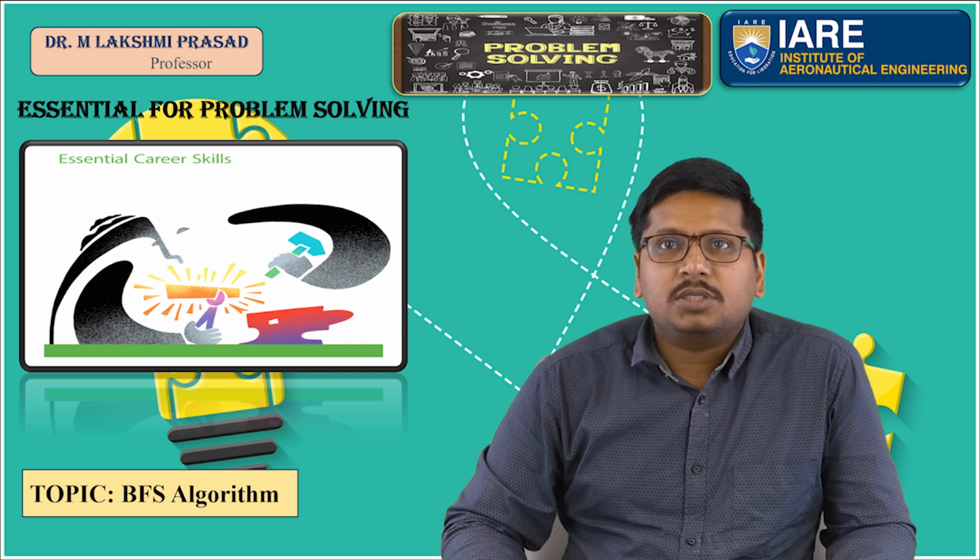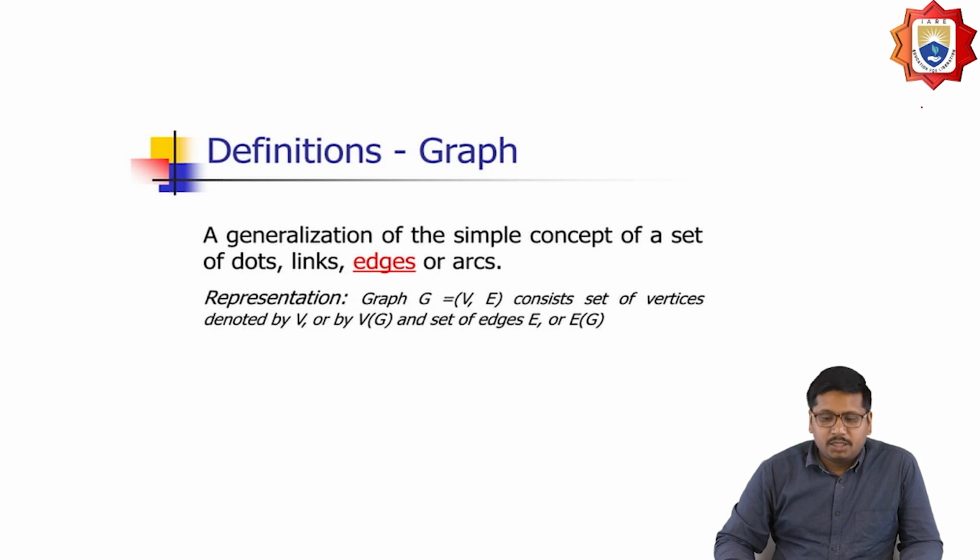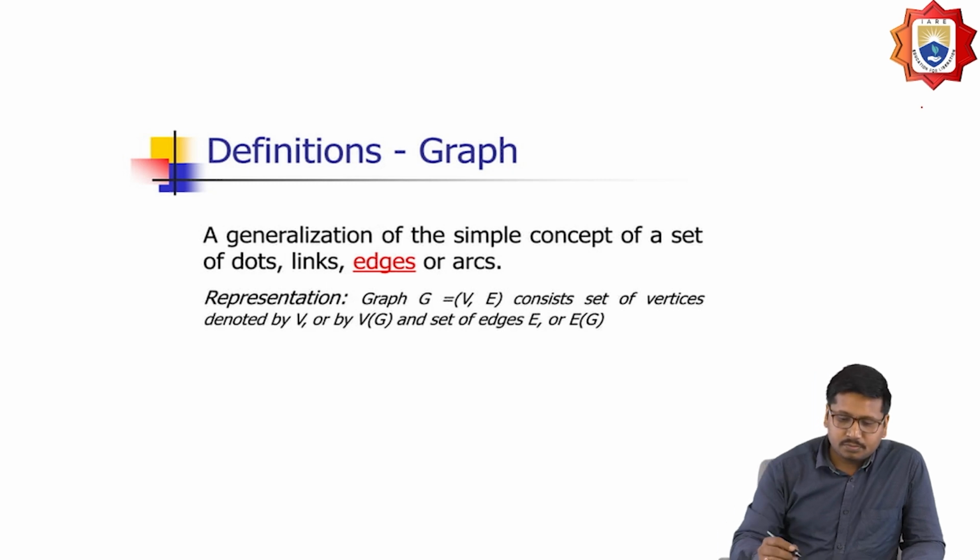In this video, I'm going to discuss the BFS algorithm, which is a graph traversing algorithm. Before going to that, what is a graph normally? A graph is nothing but a generalization of the simple concept of a set of dots, links, edges and arcs. Here the graph is a set of vertices and edges. The set of vertices is denoted by V of G, and the set of edges is going to be represented by E of G.